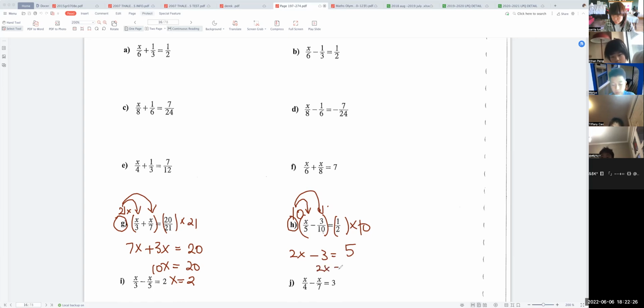So 2x equals what? Negative 3, move it there, will be positive 3, right? Correct? So 2x equals 8, Ethan. X equals 4. Maris, understand? Do you understand right now? Yeah.